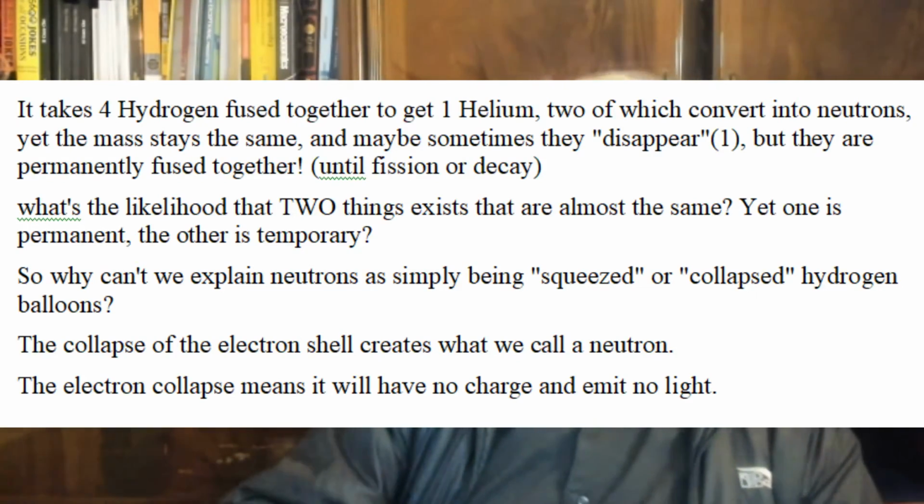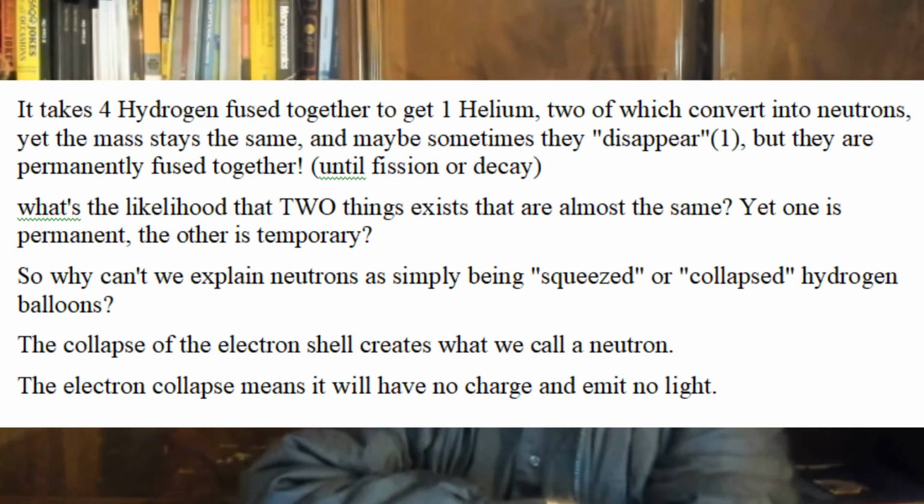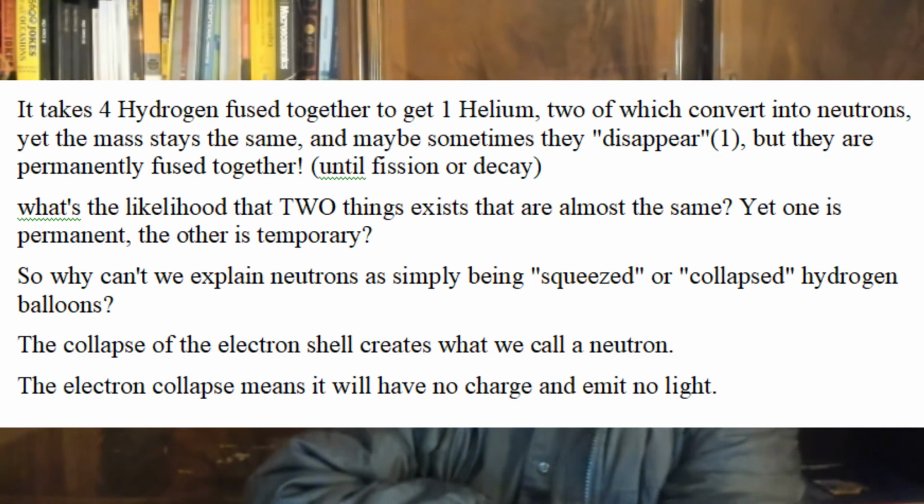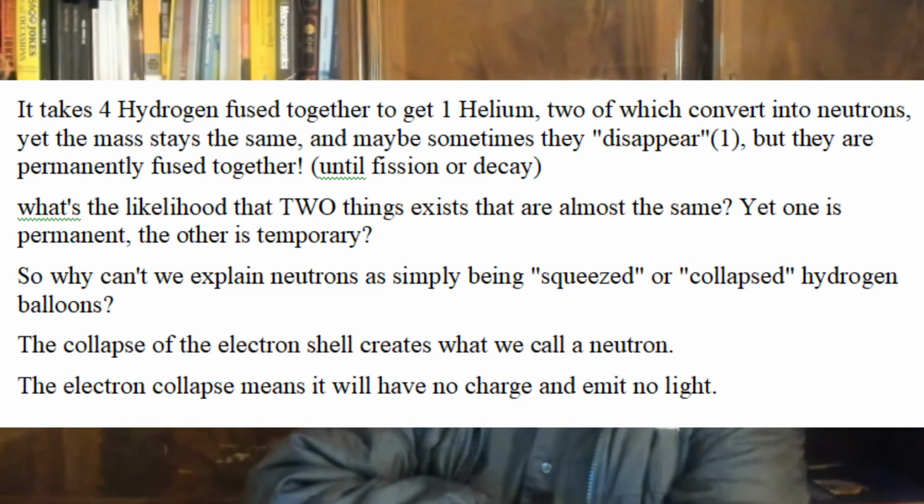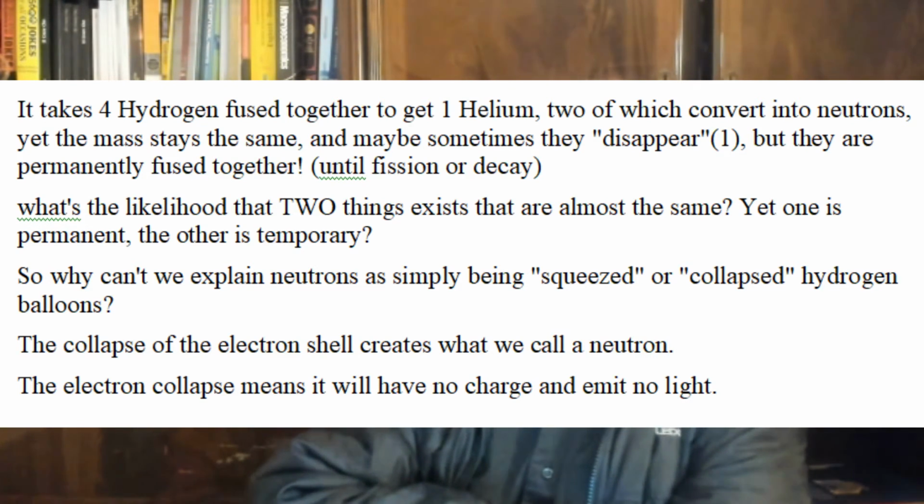Okay, what is Martin's justification for it? He says it takes 4 hydrogen fused together to get 1 helium, and I agree there. 2 of which convert into neutrons, okay? Yet the mass stays the same, yes, and maybe sometimes they disappear, but they are permanently fused together until fission or decay. Okay, well, no problem there, at least from my point of view. What's the likelihood that 2 things exist that are almost the same?